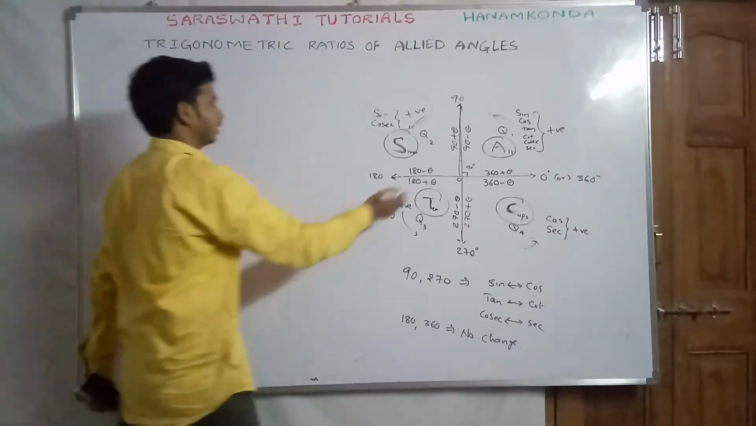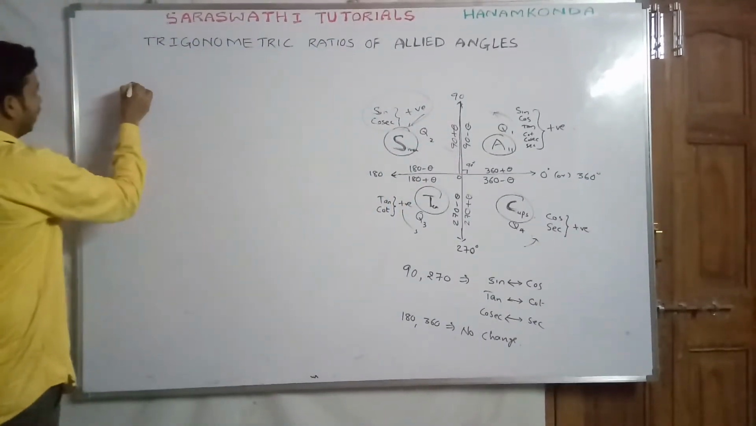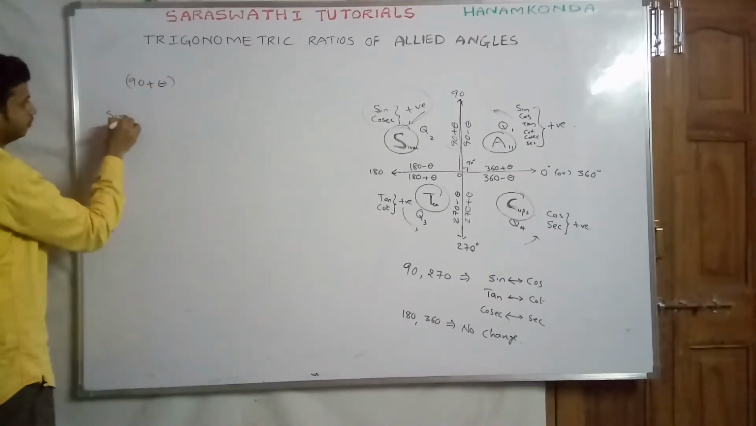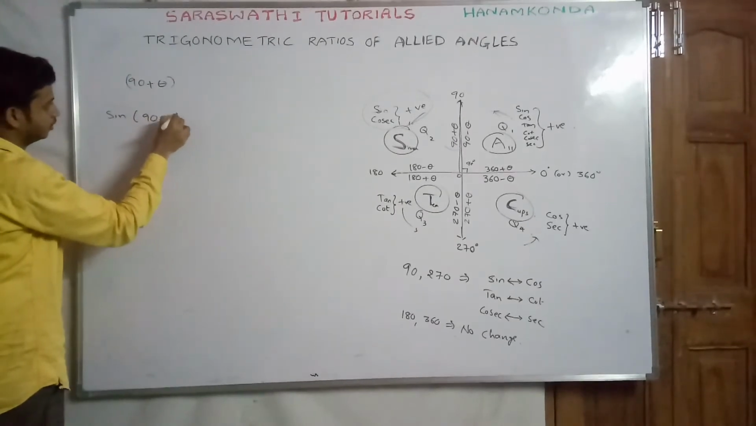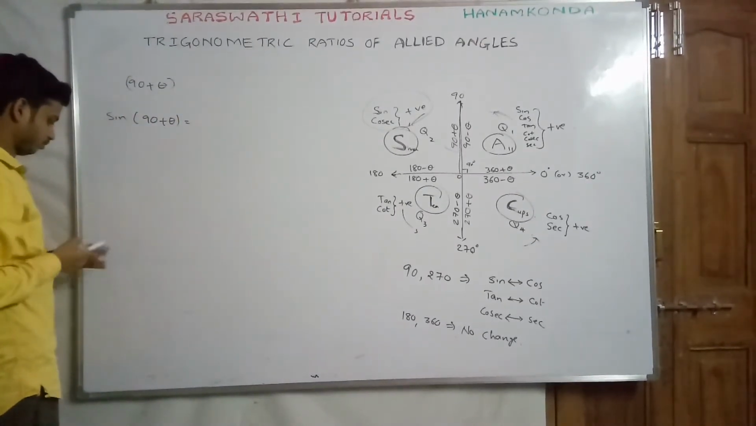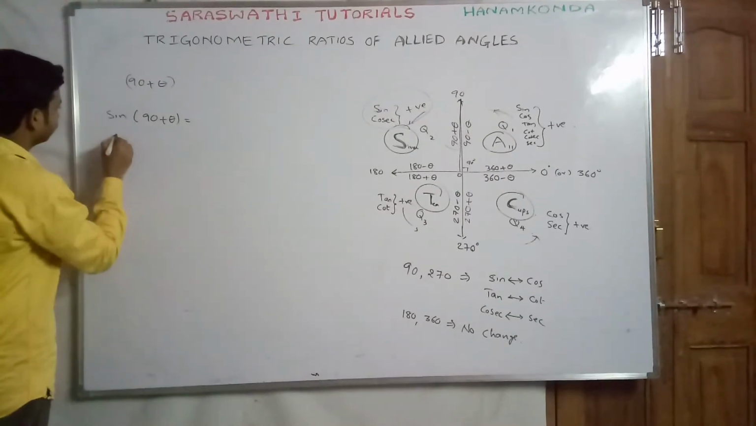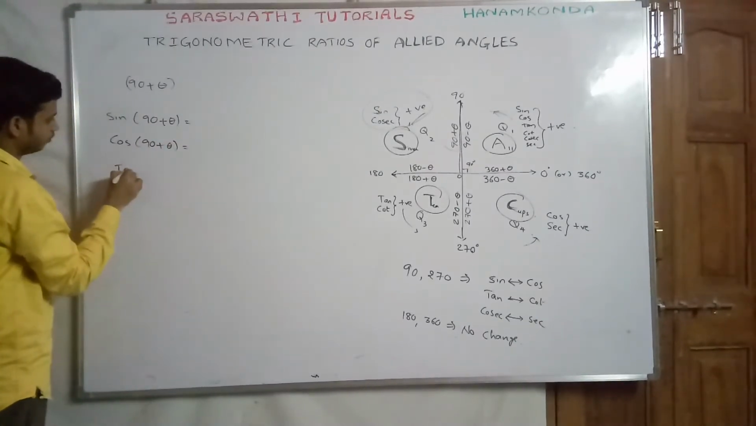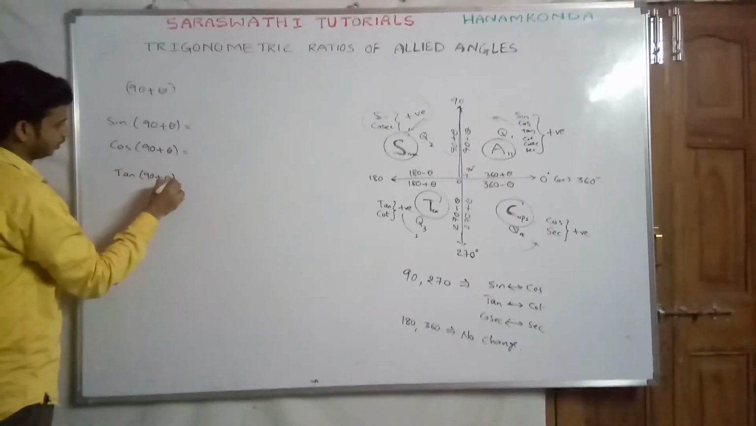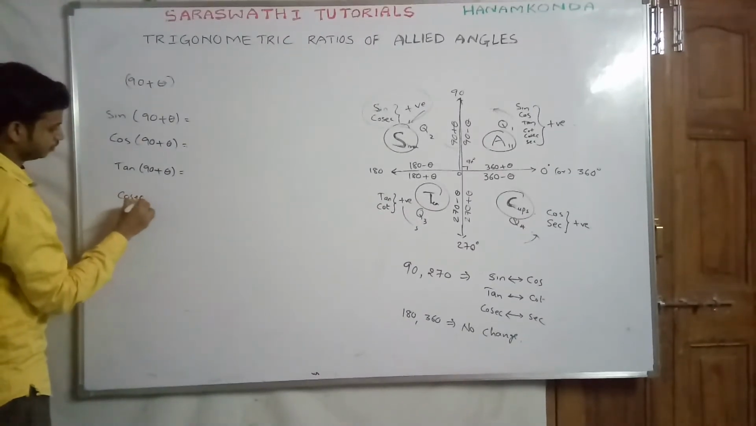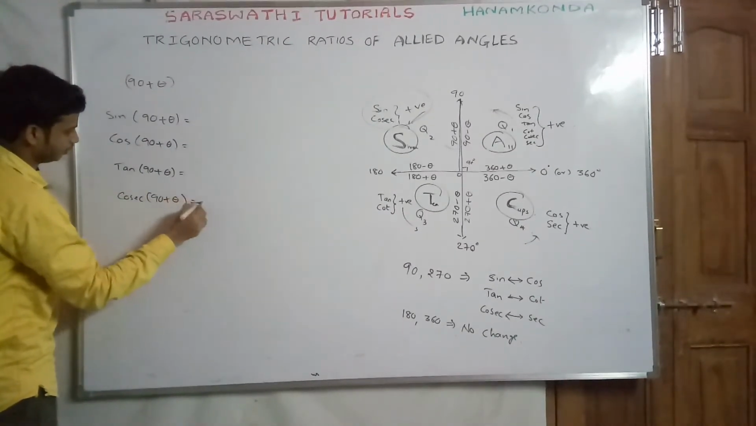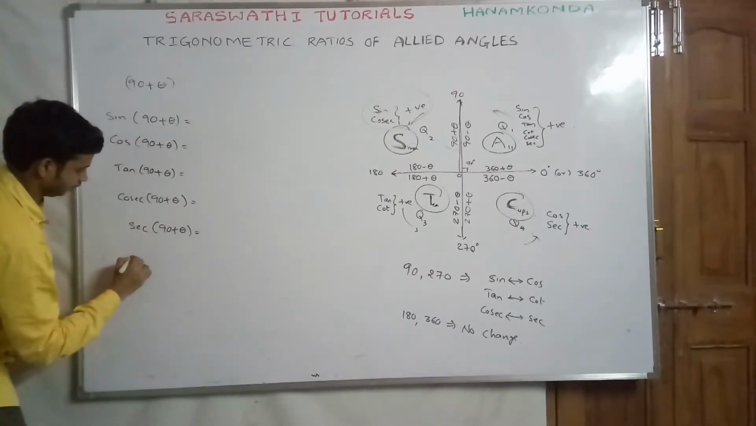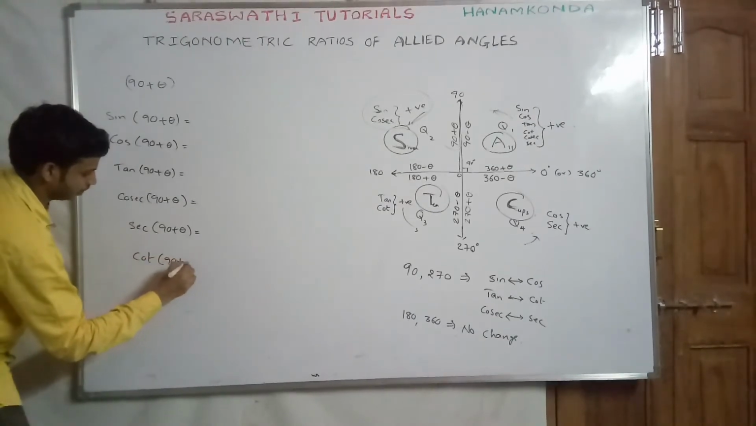So let us now deduce the trigonometric ratios for 90 plus theta. First consider sine of 90 plus theta. Next, cos of 90 plus theta, tan of 90 plus theta, cosec of 90 plus theta, and sec of 90 plus theta. Next, cot of 90 plus theta.